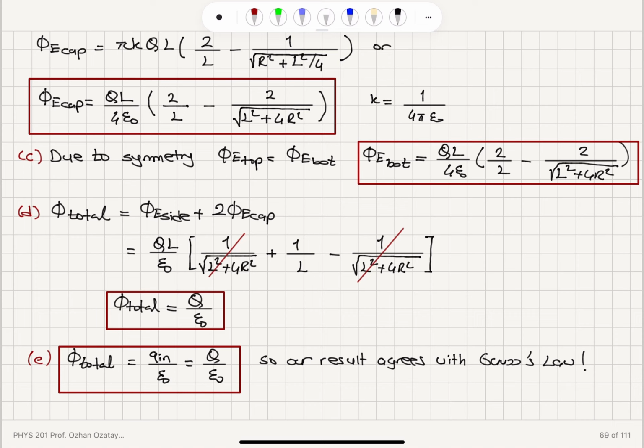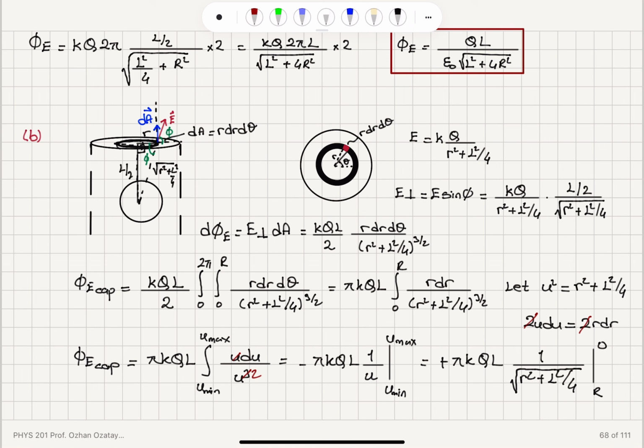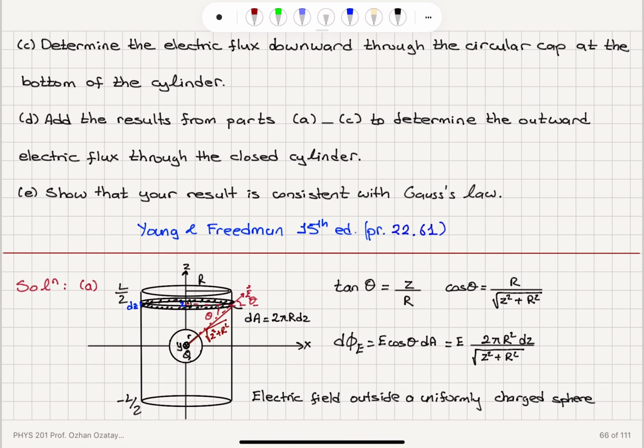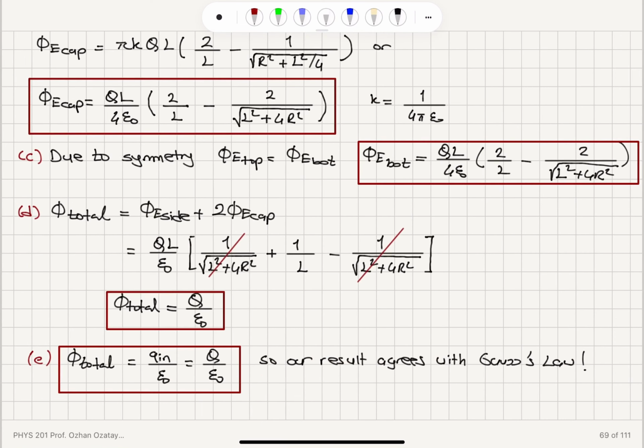If we add the contribution from the side surface and the top and bottom caps, we obtain the total flux to be capital Q over epsilon 0. What is capital Q? If you consider this a Gaussian surface here, this is enclosing a total charge Q. Therefore, the flux through this surface, cylindrical surface, should be capital Q divided by epsilon 0, permittivity of free space. That's indeed what we find by adding the flux contribution from all sides.